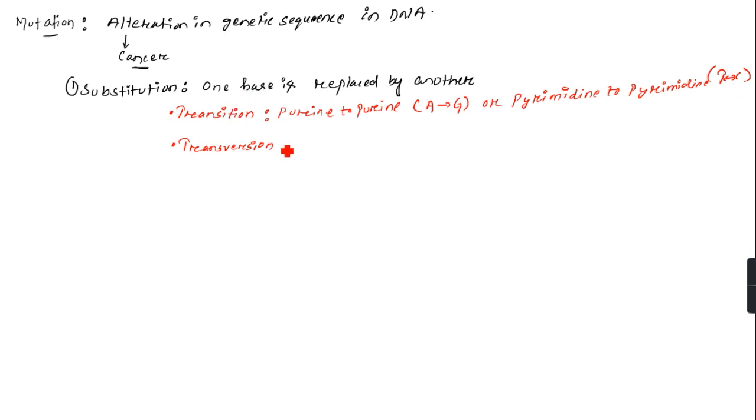Okay. Then in case of transversion, purine to pyrimidine, like A, in case of ATGC, in case of transversion mutation, there may be ACGT type of base sequence.